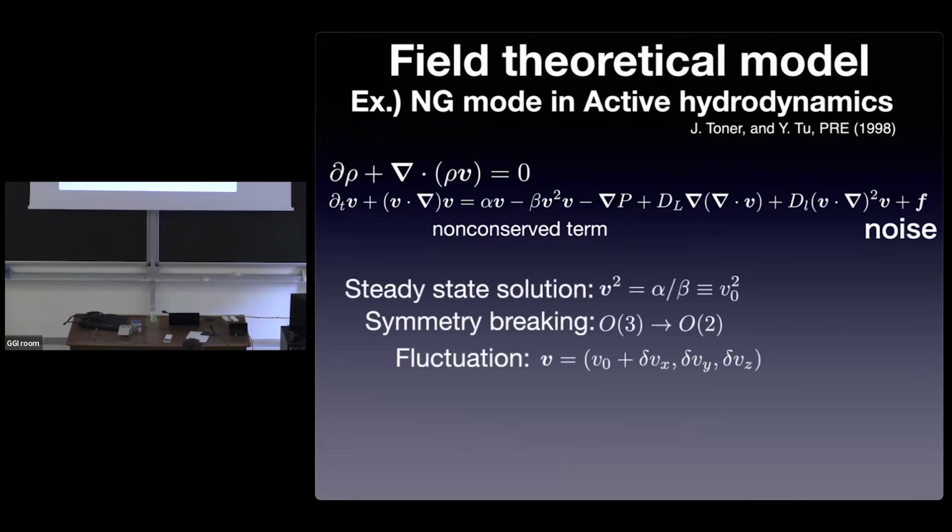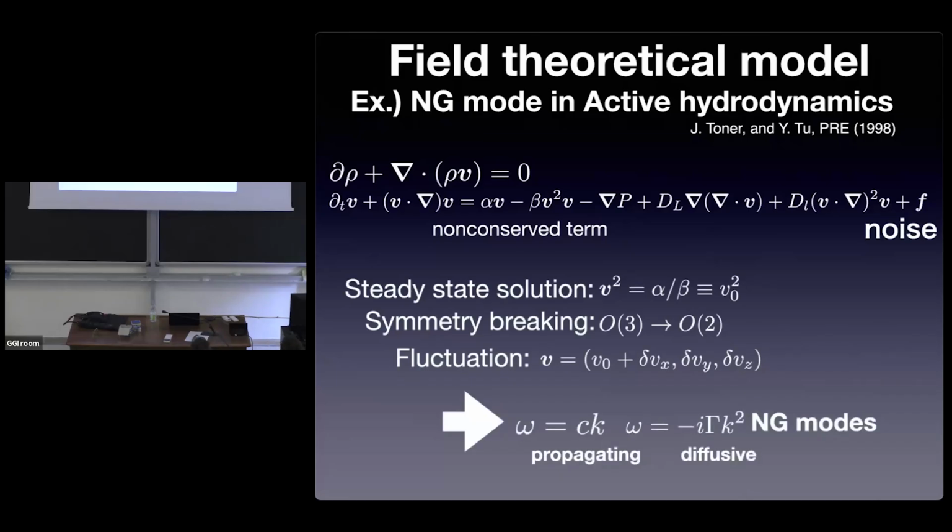Depending on the parameter, we will have symmetry breaking phenomena, and the steady state has a non-vanishing velocity. It breaks the rotation symmetry. Then fluctuation gives you gapless excitations. In this case, you have a propagating mode and a diffusion mode. That is nothing but the Nambu-Goldstone boson in this case. So we want to describe this kind of phenomenon by using the effective Lagrangian.